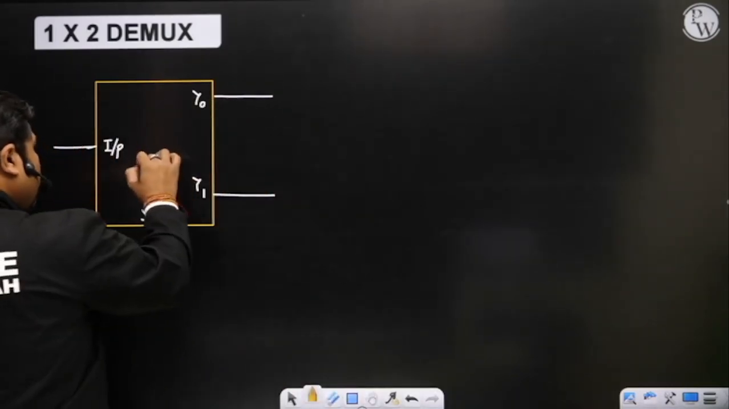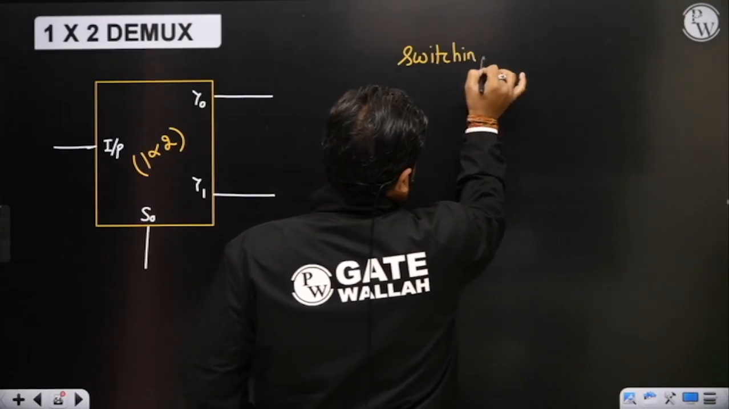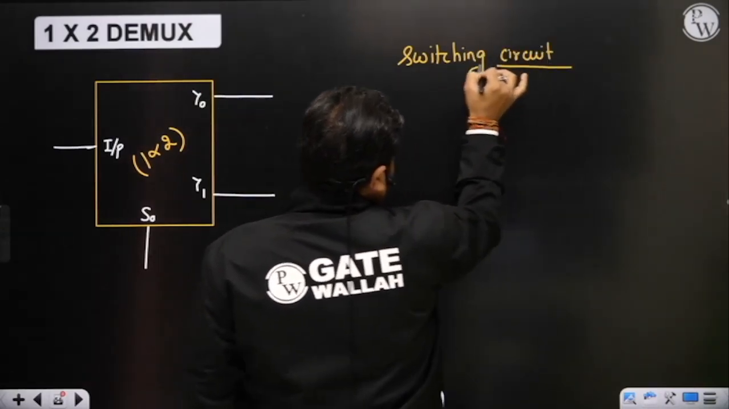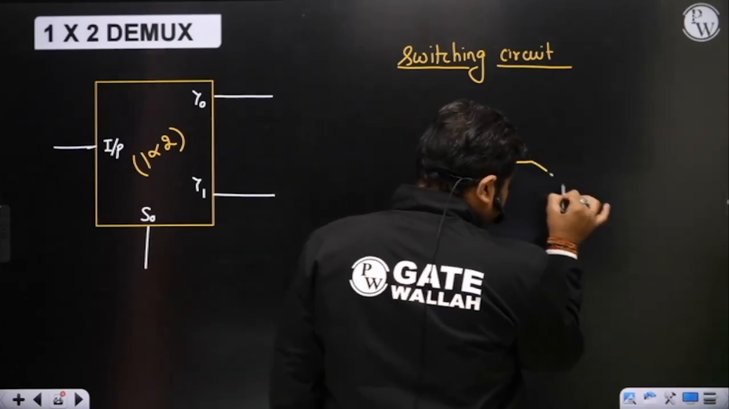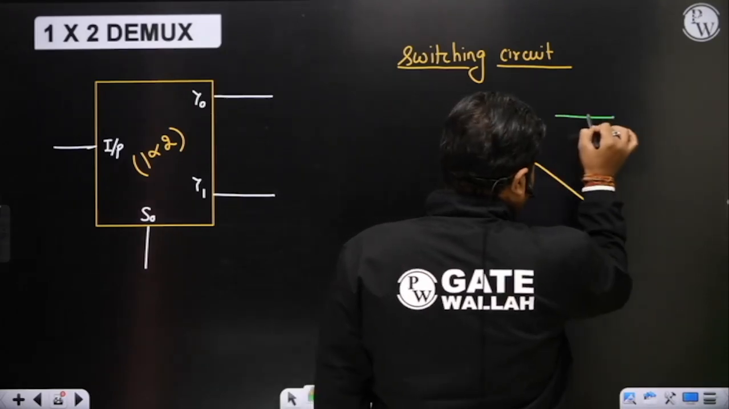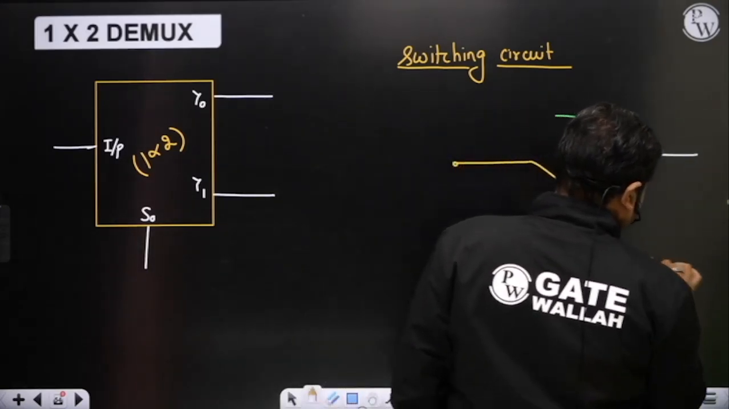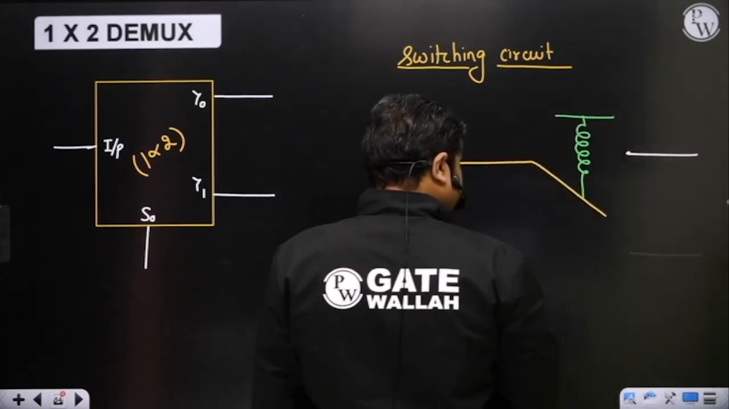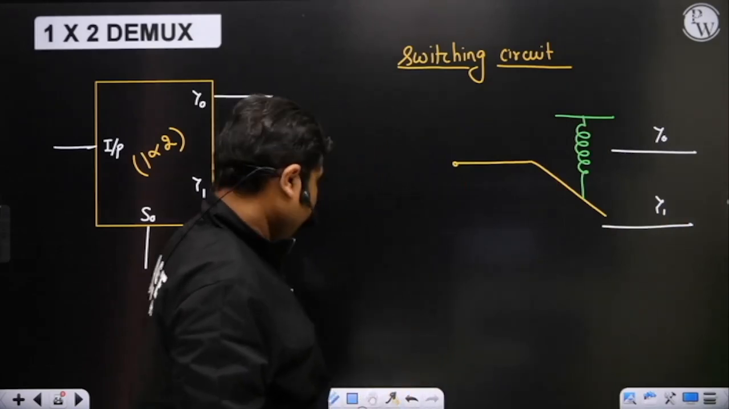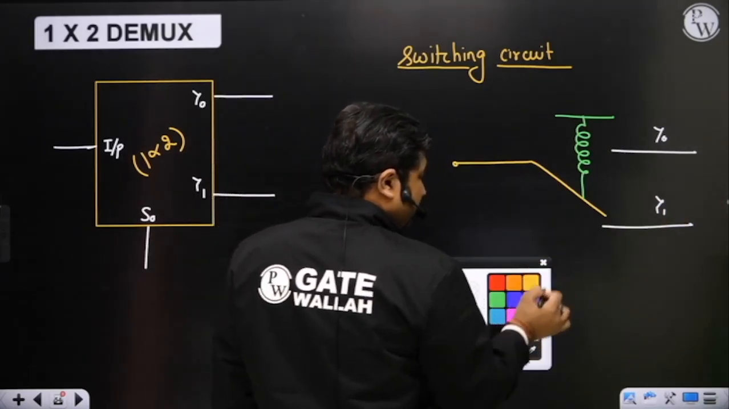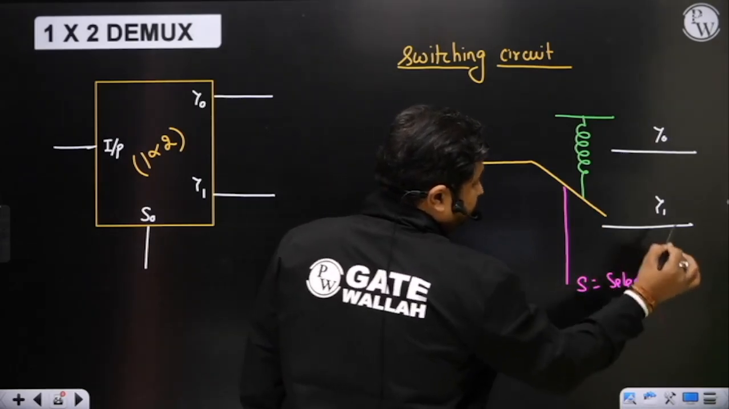Now, in order to understand the functioning of the demultiplexer, I am going to show you a switching circuit, the switching circuit of the 1 cross 2 demux. This will be your input. I represent this switching circuit this way, with 2 output lines, Y0 and Y1. I am using one thread or string connected with this switch. This is what I call select or control.